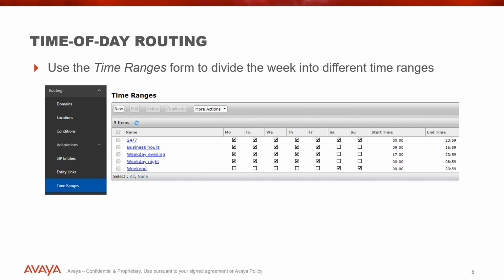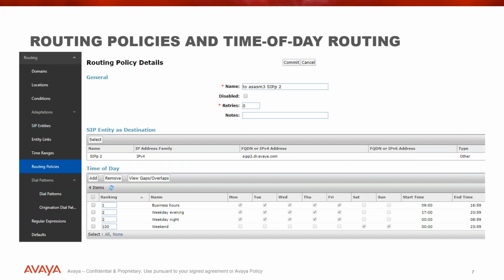And then when you add the ranges to your routing policy, you have the opportunity to click on the View Gaps and Overlaps button there. And that'll tell you whether you fully covered the entire week or whether maybe you have multiple ranges that overlap and cover the same time.